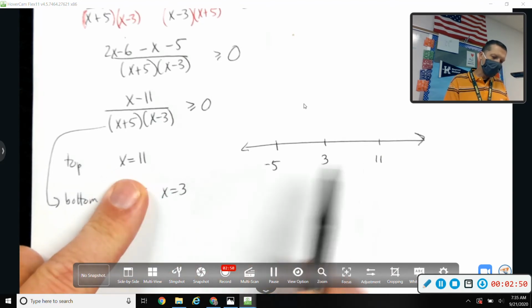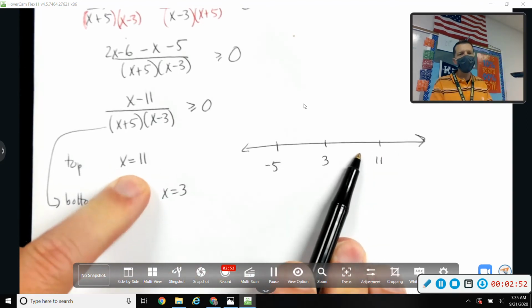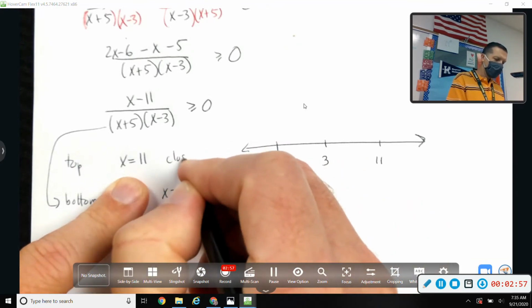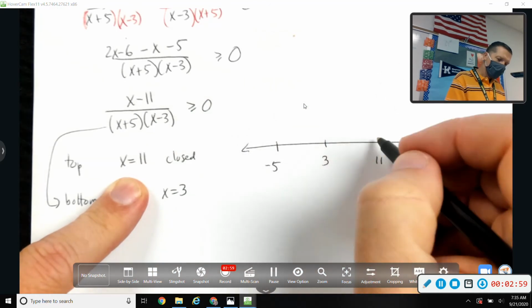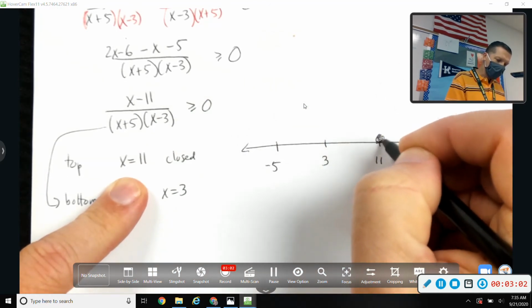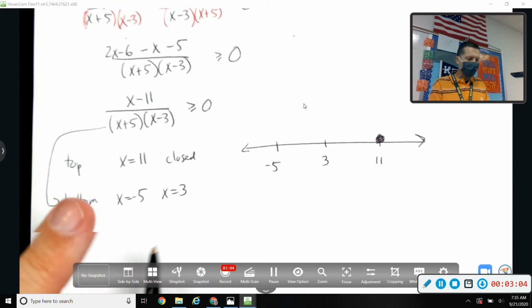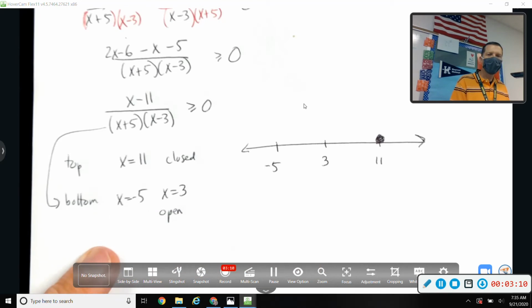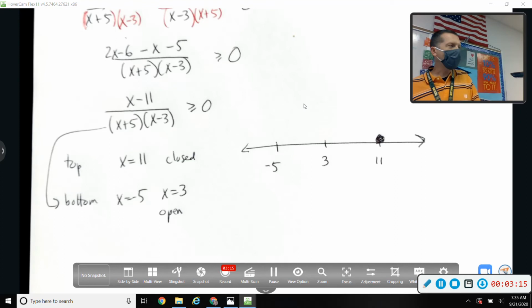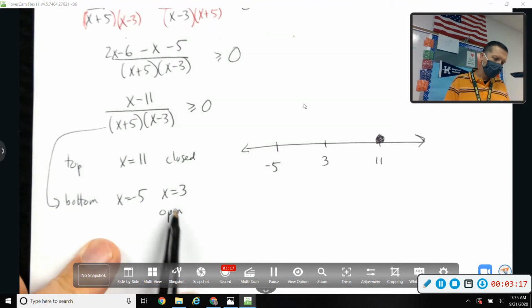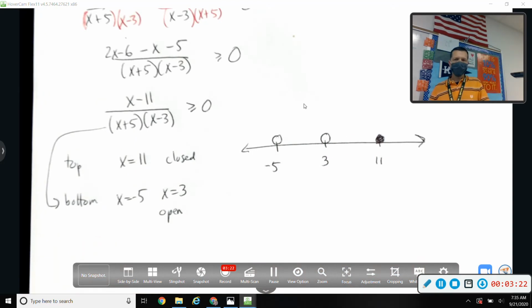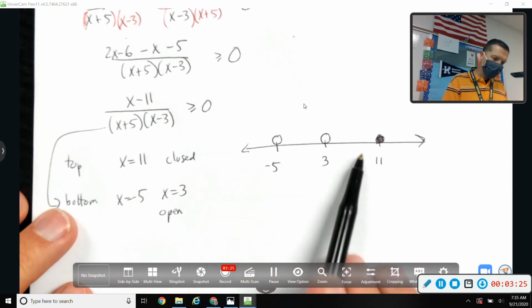For x equals 11, are we going closed circle or open circle for that one? And why closed? Because it's the equal to part. So closed at 11. How about at negative 5 and 3? And why open? It's from the bottom. And then the better reason is because you can't divide by 0. So I can't have negative 5 or 3. So those have to be open. So that's 1, 2, 3, 4 intervals.